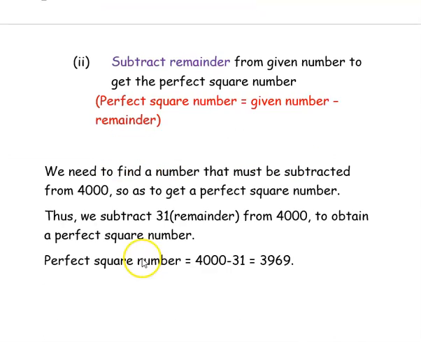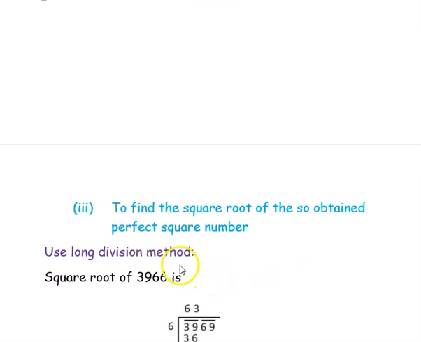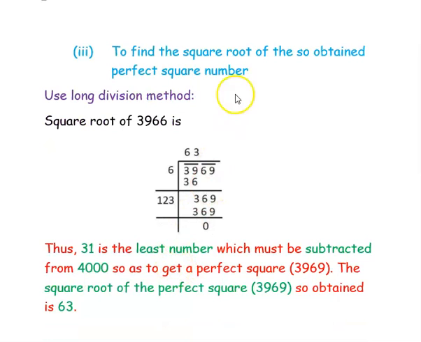So in the second step, we are going to subtract the remainder from the given number to find a perfect square number. Perfect square number is equal to given number minus remainder. So the given number is 4000 minus the remainder 31. 4000 minus 31 is 3969. Now this 3969 will be a perfect square number. And in the next step, we are going to find the square root of the perfect square number so obtained, that is 3969. So now by using the long division method, we are going to find the square root for this 3969.